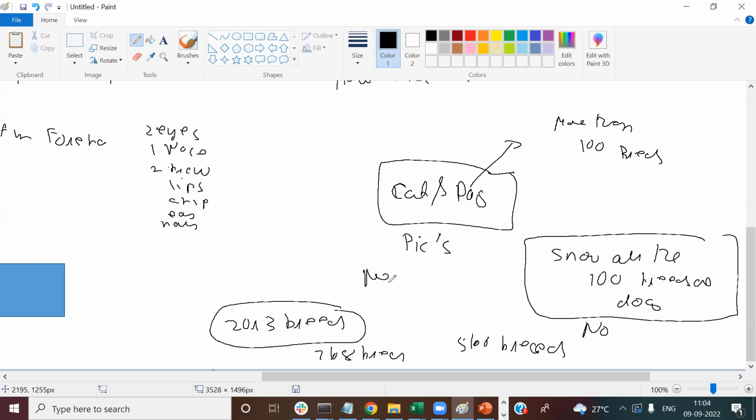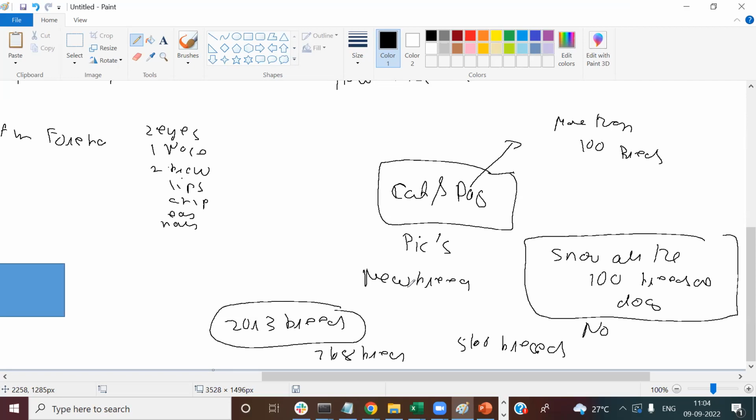But even if you see a new breed of dog, you can still identify it, because your brain has automatically learned the pattern. Your brain is not hard-coded. उसने mimic नहीं किया data. So it has learned the pattern.